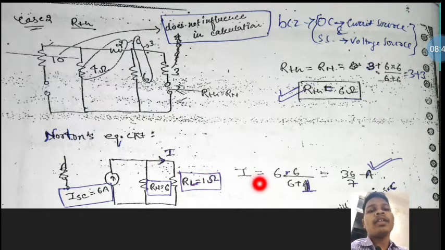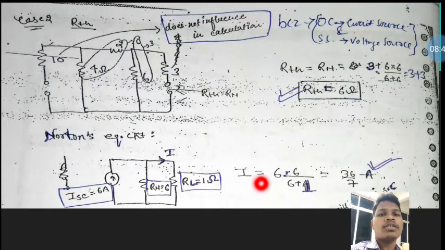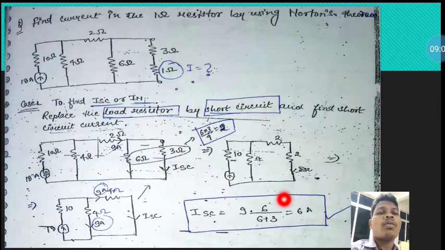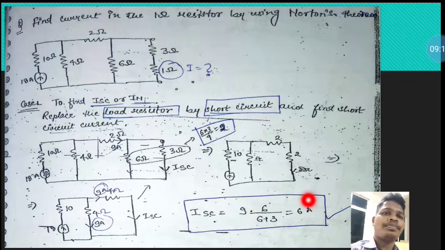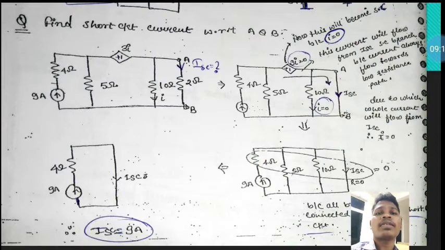By applying Kirchhoff's current law, that is total current times the opposite arm resistance, that is 6 ohm, divided by total resistance 6 plus 1. After calculating this, we will get 36/7 ampere as our current across the load resistance. Norton resistance is this, and the short circuit current is 6 ampere. So all the calculation here we got. Now come to another question.